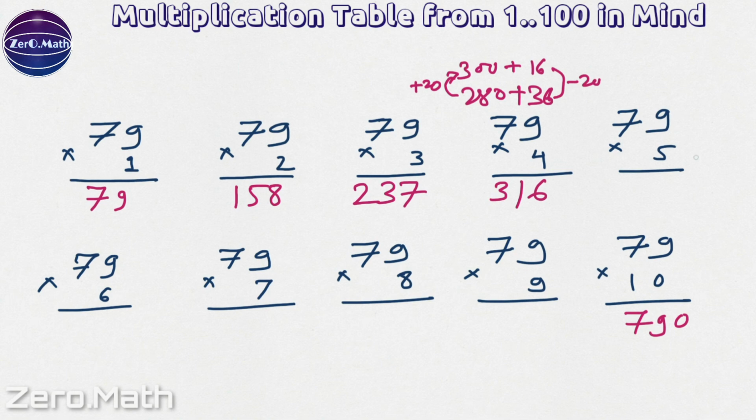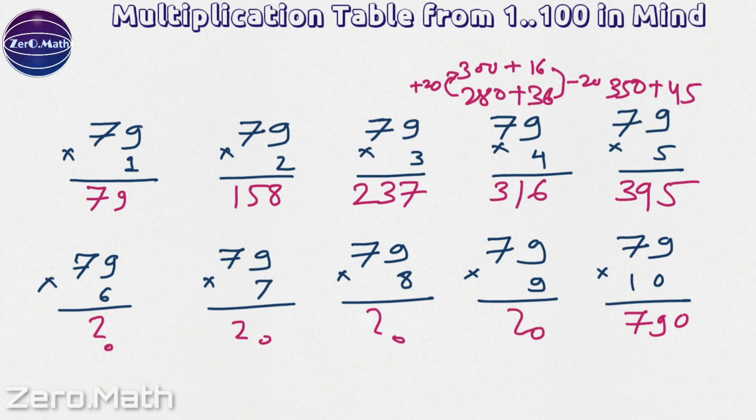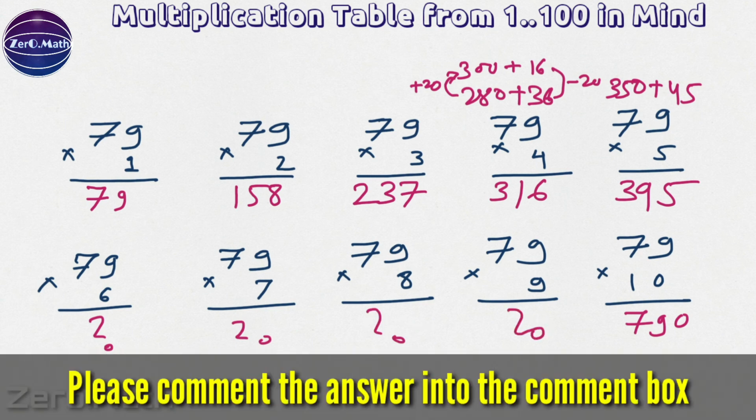So let's do 79 times 5. So 7 fives are 35. So this will be 350 plus 9 fives are 45. So 350 plus 45 is 395. The next calculation, I'll leave it to you as an exercise. You can write down these answers in the comment section.